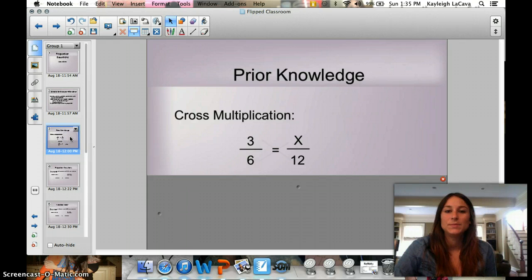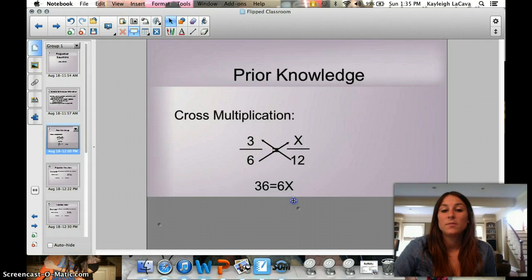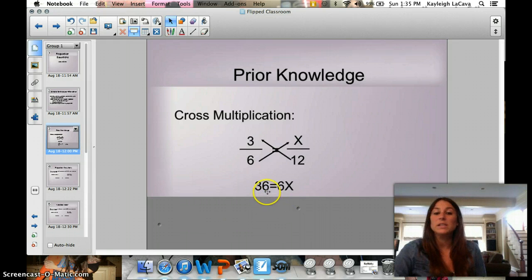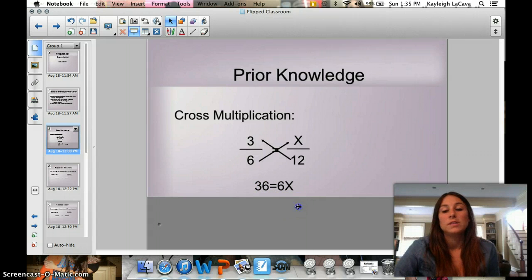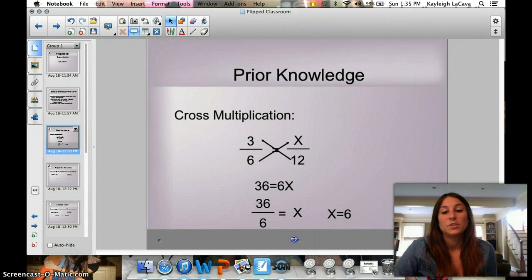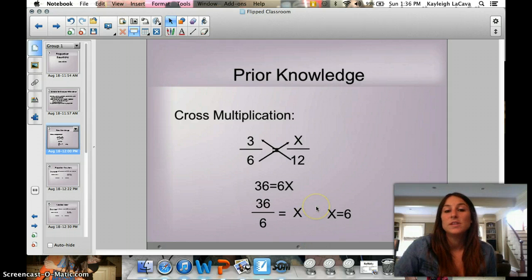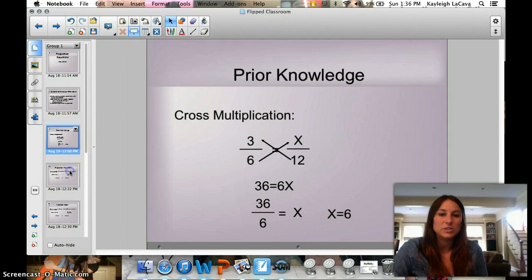So let's get started. We're going to have to pull from our prior knowledge on cross multiplication. We did this a few weeks ago. And when we have an equation that's set up like this, we know that we have to multiply the 6 to x, and we have to multiply the 12 and 3. Once we do that, we're going to get an equation that looks like this. 36 equals 6x. We're going to then solve for x. We're going to divide 36 by 6 and divide 6x by 6, and we're going to get x equals 6. So using that prior knowledge, we're going to move on to our proportion equations.